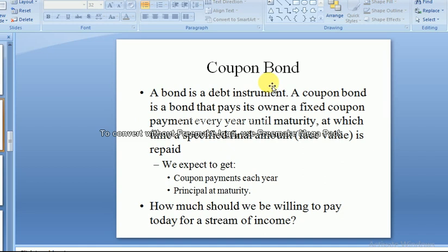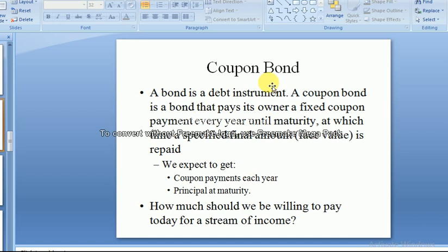So a coupon bond is a debt instrument that pays its owner fixed coupon payments every year until its maturity, at which time a specified final amount, the face value, is also repaid. A coupon bond, also referred to as a bearer bond or bond coupon, is a debt obligation with fixed coupons attached that represent semi-annual interest or annual payments.